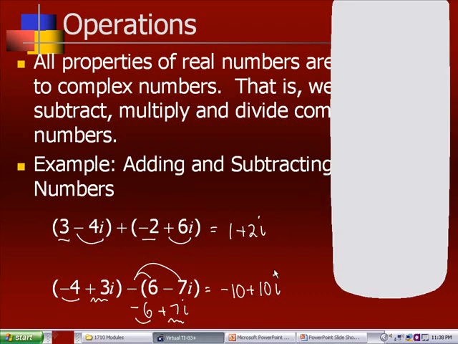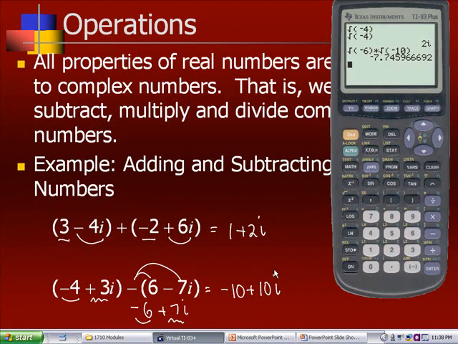Now, your calculator will also do complex numbers, and if you'll notice, there's an i right down here above the decimal point.